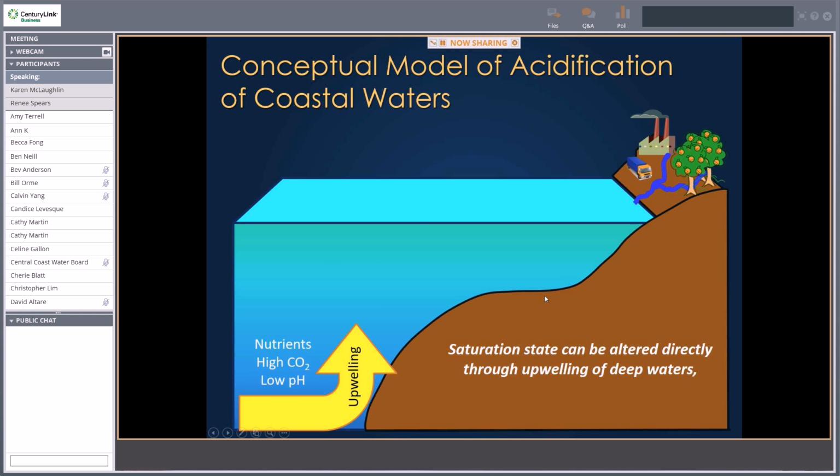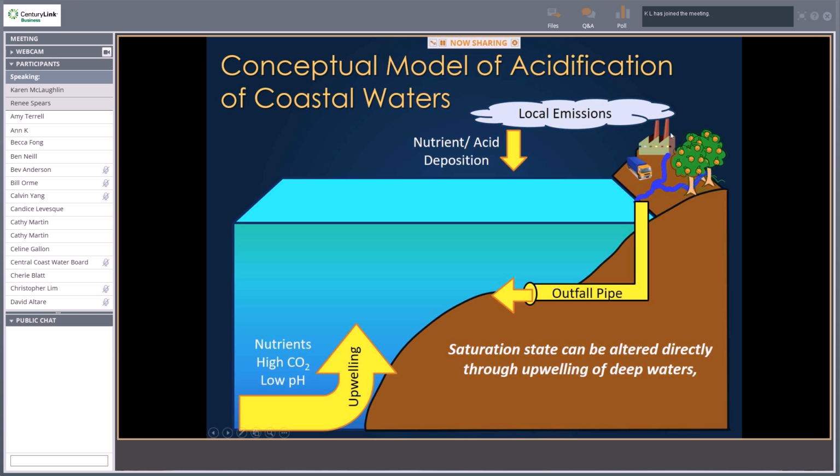But particularly in Southern California and the Pacific Northwest, where we have a lot of urbanization, we also have additional nutrient impacts. So here in Southern California, where I'm working, we have a number of significant ocean outfall pipes from wastewater treatment. We also have a lot of surface runoff, particularly during our wet season, that's impacted from agriculture. And then we have local emissions, both acid and nutrient.